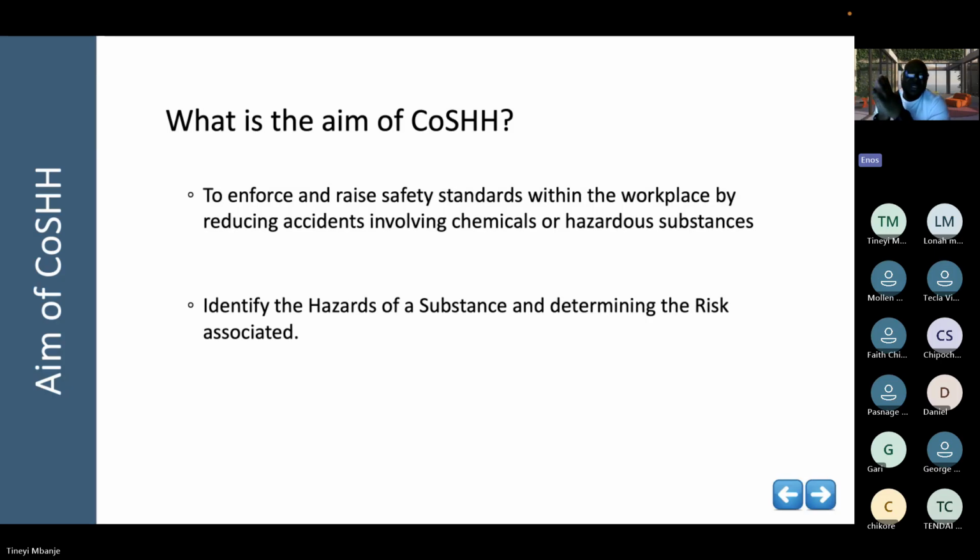Because the aim of this course, or this little refresher, is to ensure that when we look at risk assessments, they should be suitable and adequate. That's the word that is used by the HSE. They should be suitable and adequate.